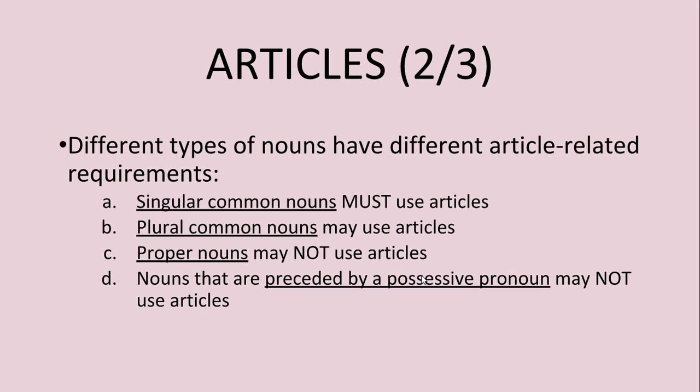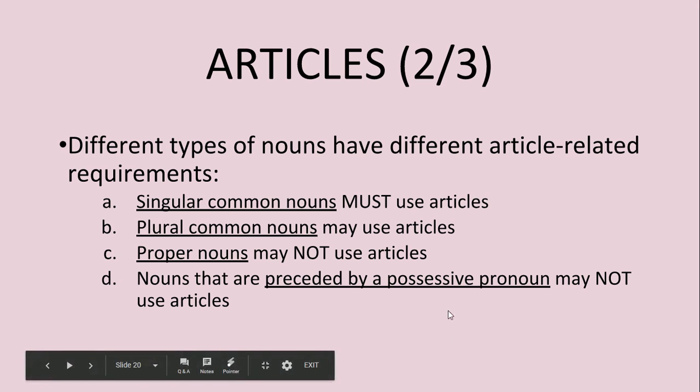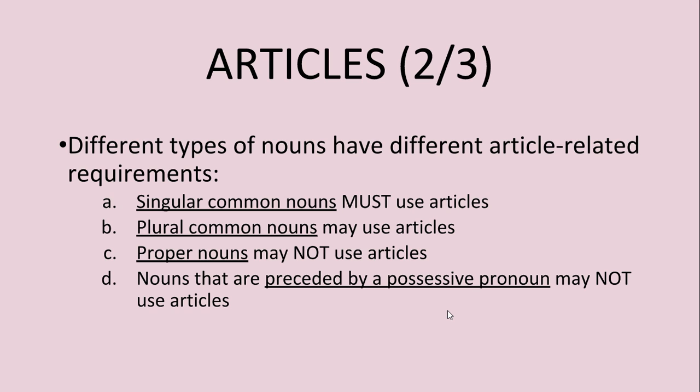noun and right before it there's a possessive pronoun, then you can't use an article. So you can't say James walks to the my park. Well, just assume that I own a park. You can say James walks to the park, you can say James walks to my park, but you can't have both a possessive pronoun and an article. In English, when you have a possessive pronoun, it takes the place of the article, and so if you add an article, it's sort of like two articles, which you can't.